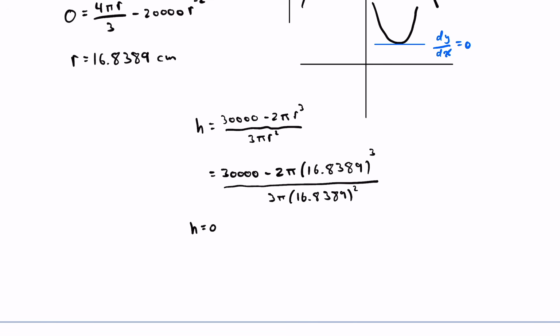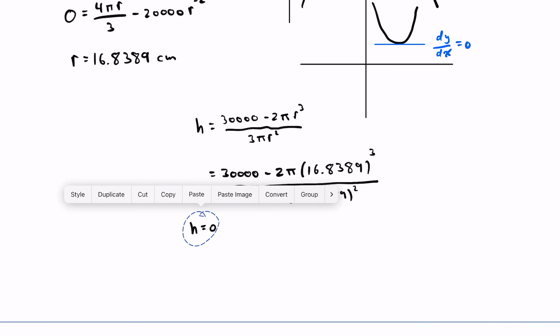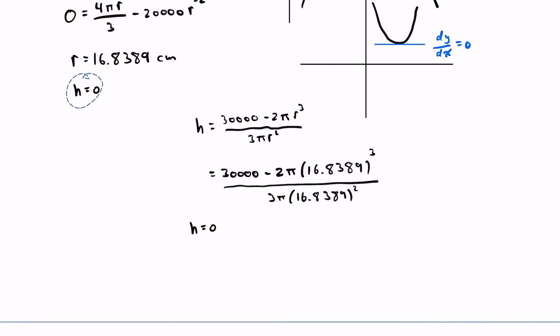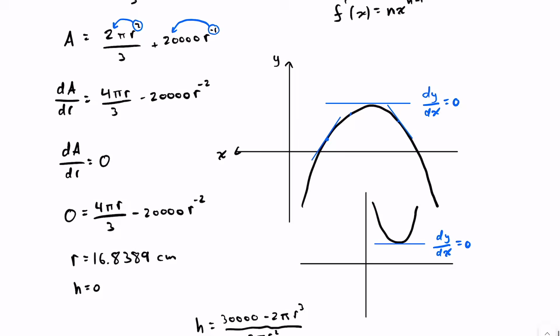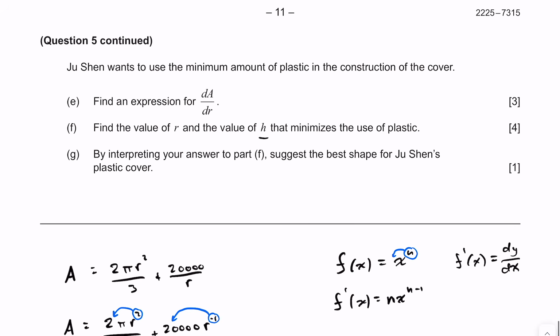So these are our two values. In this case, r is equal to 16.8389 and h is equal to 0. So here are the values for r and h that minimize the use of plastic. And here part G says, by interpreting your answer to part F, suggest the best shape for Jushen's plastic cover.